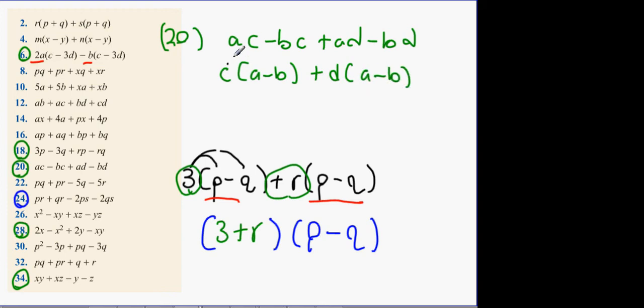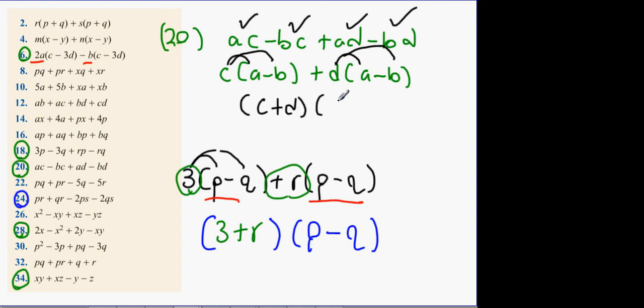What's c multiplied by a? ca. C multiplied by minus b? Minus bc. D multiplied by a? Ad. D multiplied by minus b? Minus bd. You're correct, okay? Now what's the ending? C plus d, bracket a minus b. Perfect. Okay, hands up for number 24.